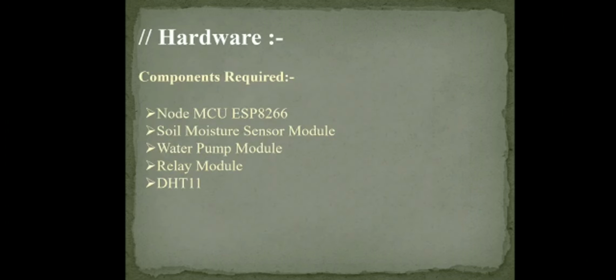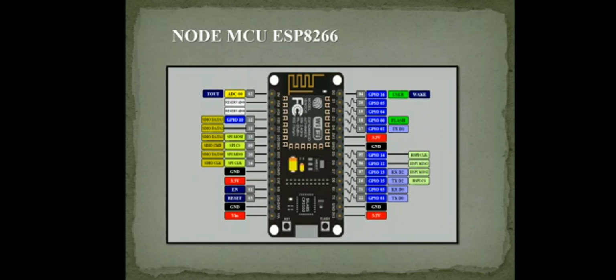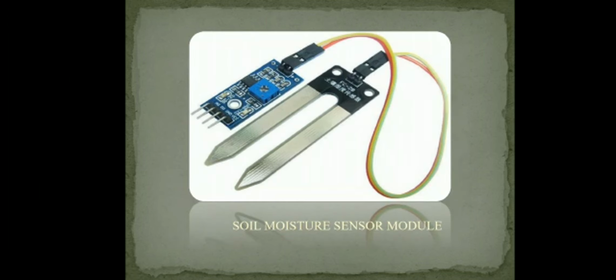The components are NodeMCU, soil moisture sensor, water pump module, relay module and DHT11. In this system, NodeMCU and the DHT11 sensor are very important. DHT means digital humidity sensor. It checks the humidity and temperature of the surroundings. And this is NodeMCU. And this is the soil moisture sensor. It is inserted in the soil.